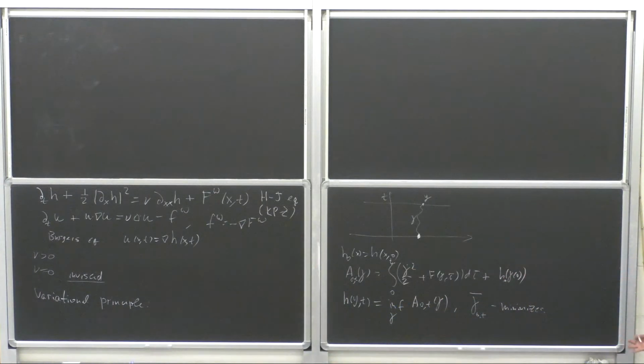So that's how it's solved for nu equal to 0. And as I said, we're not interested in the Cauchy problem. We're interested in when t goes to infinity.